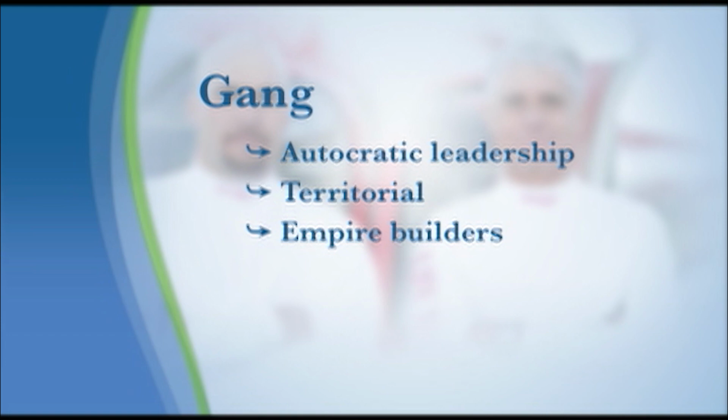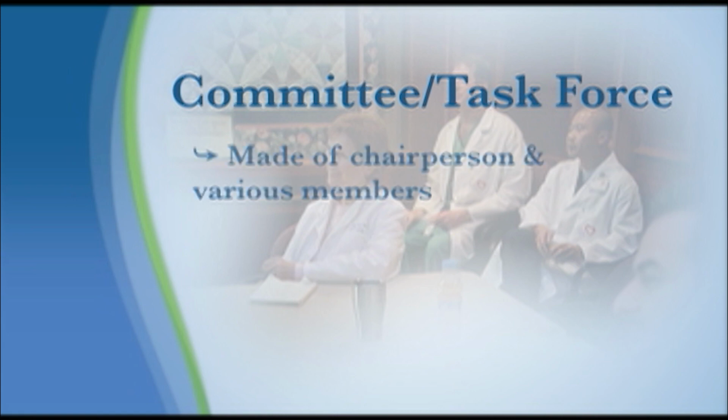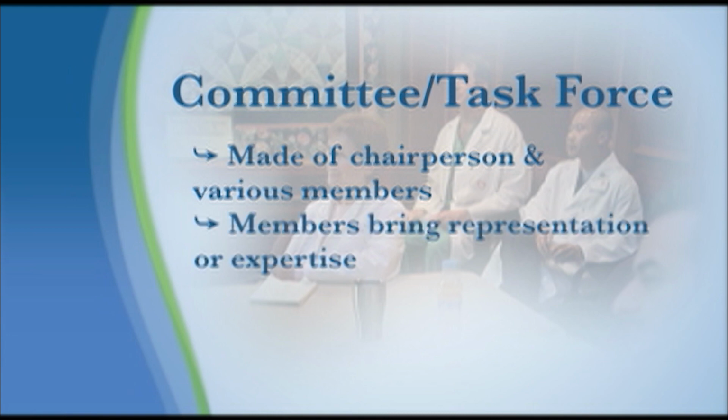The final form of organizational structure that Williams described was a committee or a task force. Usually a committee is made up of a chairperson plus various members, but those members bring representation or expertise. In other words, the committee is equal to its strongest, most committed member, the one person who's willing to do the work. You see, most of the people who come only attend the meetings. They don't spend time outside of the committee meetings preparing, collecting information, sharing results.